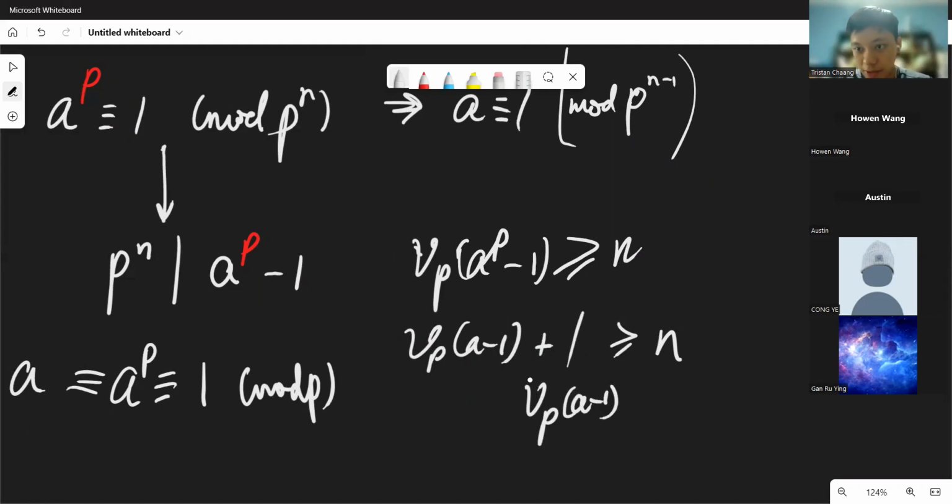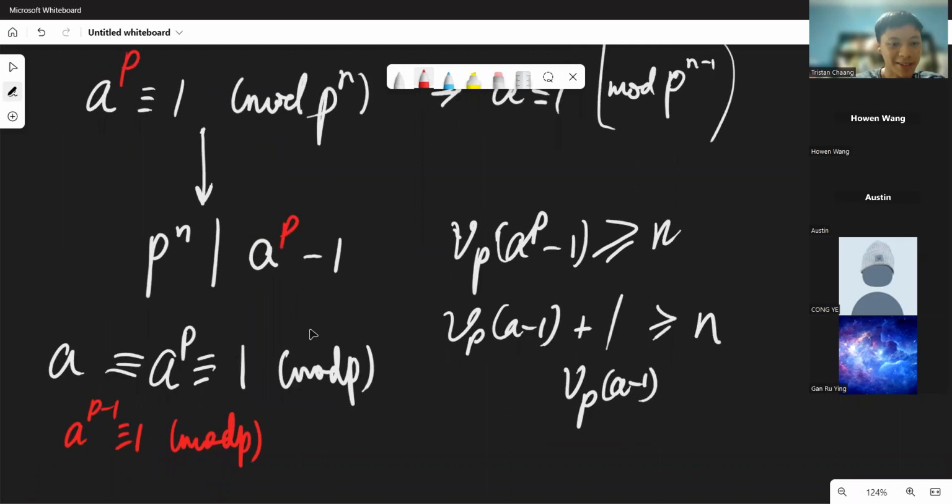Wait, how does a to the p equals 1 imply a is 1? Well, Fermat's little theorem says that a to the p minus 1 is always equal to 1 mod p. That's Fermat's little theorem. Kind of has nothing to do with vp. It's just that this is true by the assumption. This is true by Fermat's little theorem. So a is 1 mod p.